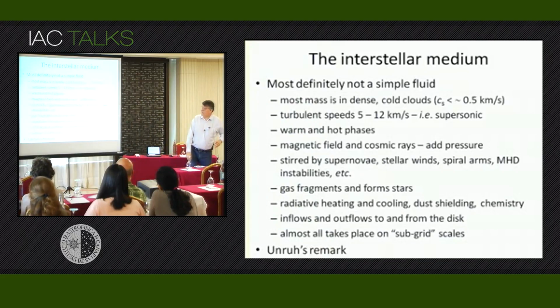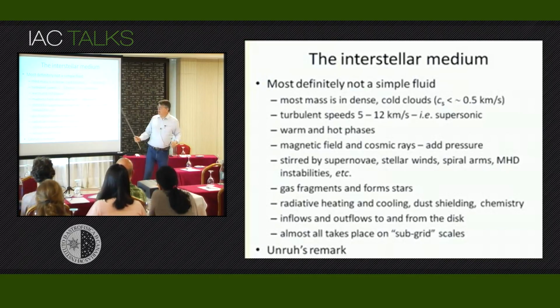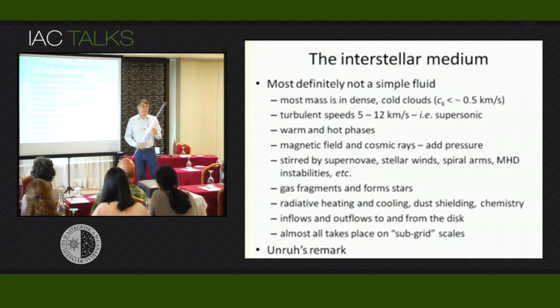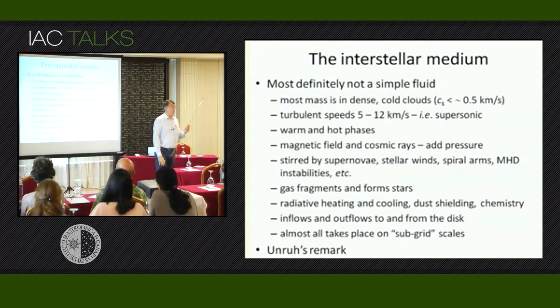And you can see that the gas distribution is far from uniform. And it's quite definitely not the ideal fluid that the Euler equations assume. Most of the mass is in the dense clouds of gas, which have sound speeds of less than half a kilometer per second, whereas the turbulent speed of the interstellar medium is between 5 and 12 kilometers per second, depending where you look. And so the motions of these clouds are highly supersonic within the interstellar medium.